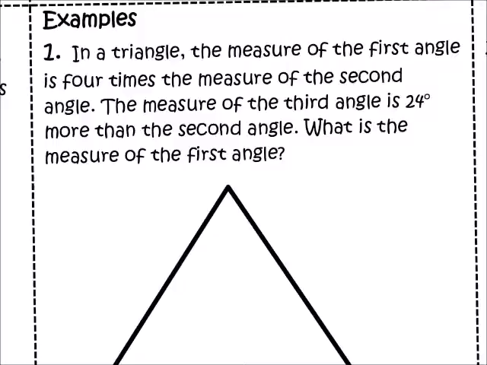Here we have a triangle. In a triangle, the measure of the first angle is 4 times the measure of the second angle. The measure of the third angle is 24 degrees more than the second angle. What is the measure of the first angle? Okay, let's take it piece by piece.